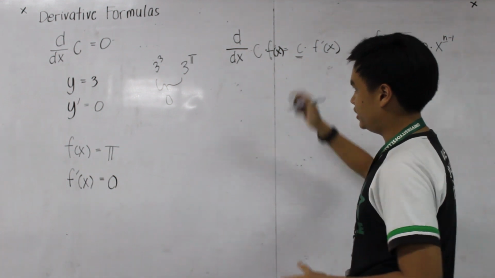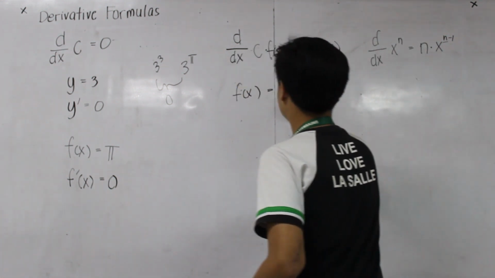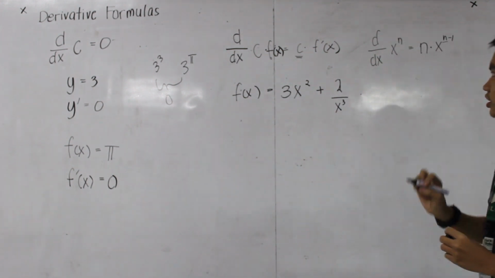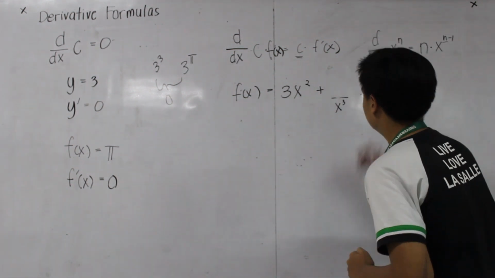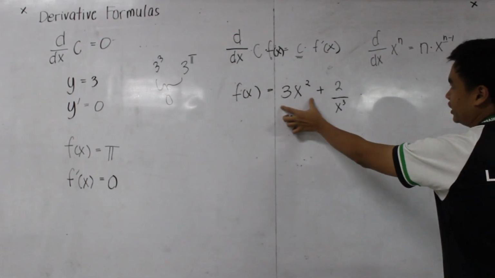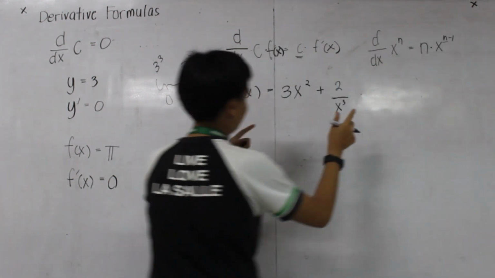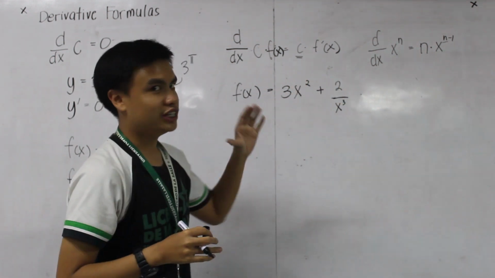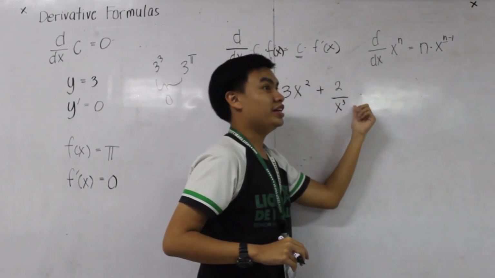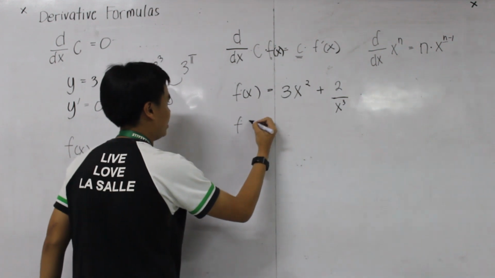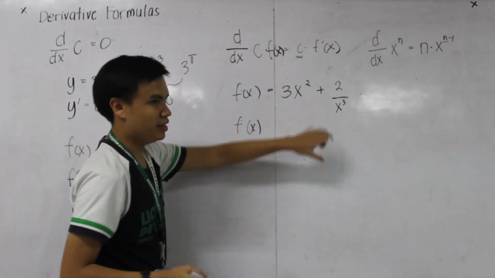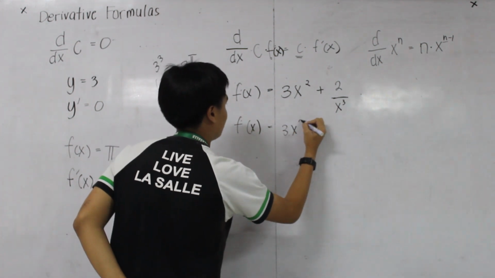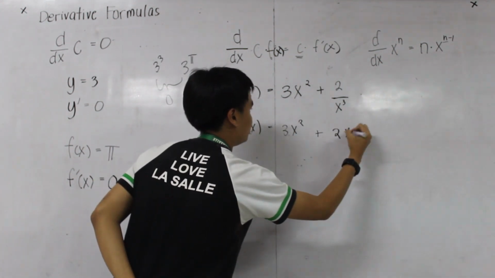If I were to give another example, let's say f(x) is equal to 3x squared plus 2 over x cubed. So now, we know how to get the derivative of this. First of all, let's eliminate the fraction so it's easier to work with. We don't write the prime yet, because we're still just manipulating the equation so that it's easier to work with. So we have 3x squared plus 2 times x to the negative 3.